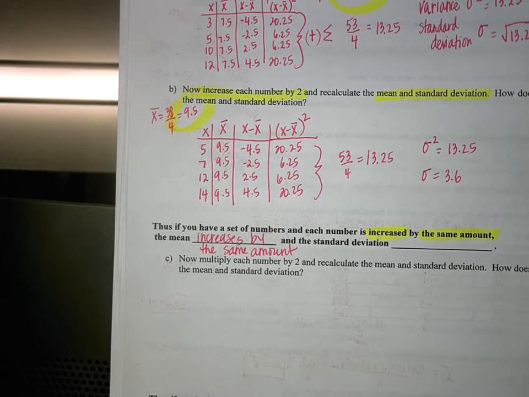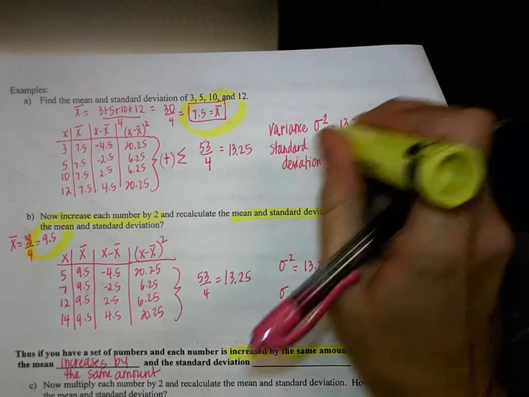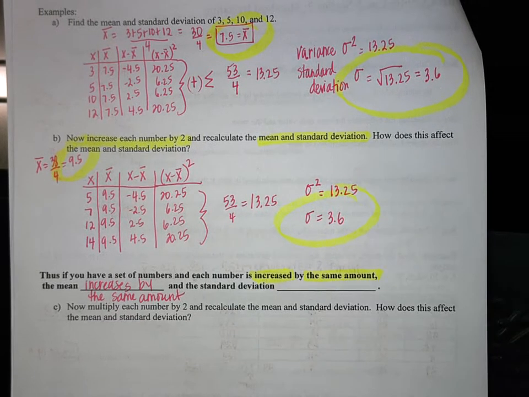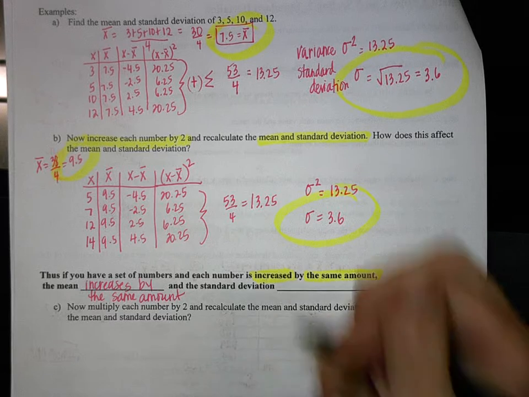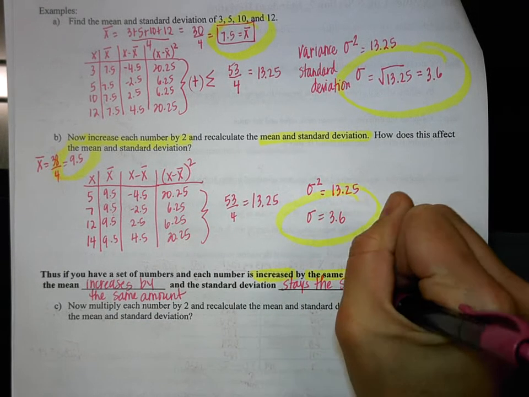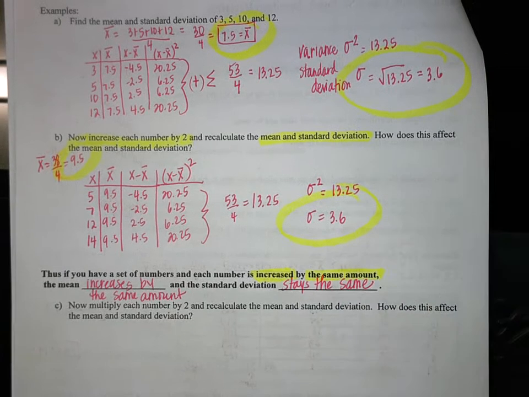And what happened with the standard deviation? Here my standard deviation ended up being 3.6, and here my standard deviation was 3.6. What happened? Very good. It stays the same. And if you think about this, remember how we talked about how the standard deviation is like the distance between each of the numbers in your set of data? If you're adding 2 to every single piece of data, it should still have the same distance. It's just been shifted on your number line. But it still has the same distance.